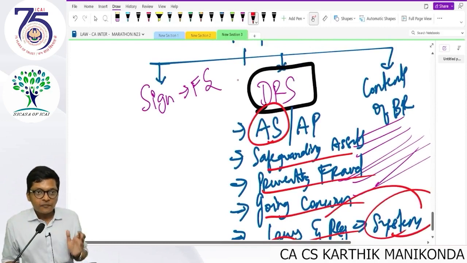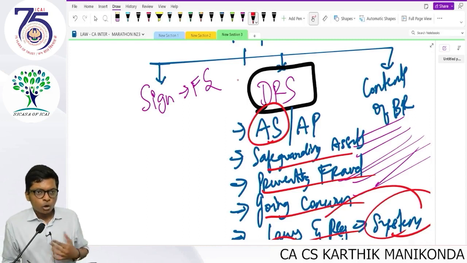Who will sign financial statements? Important. Not tested for a while, but they have been testing. Who will sign, guys?